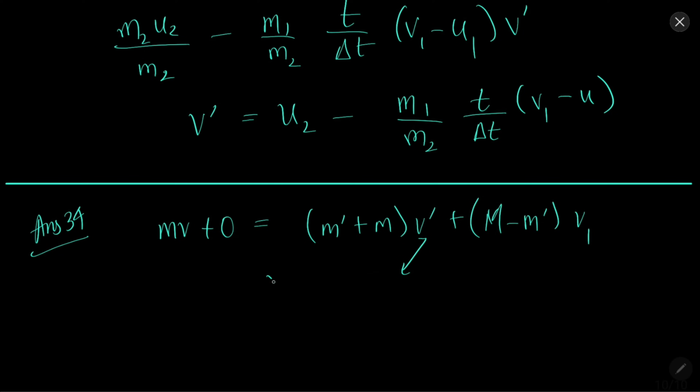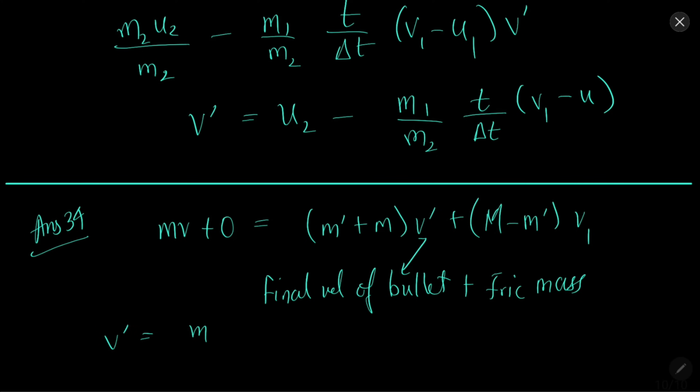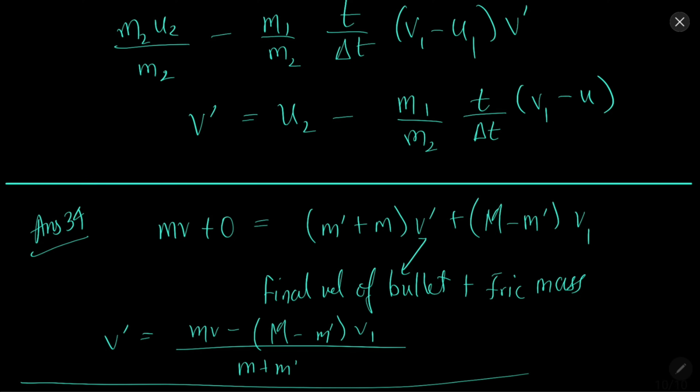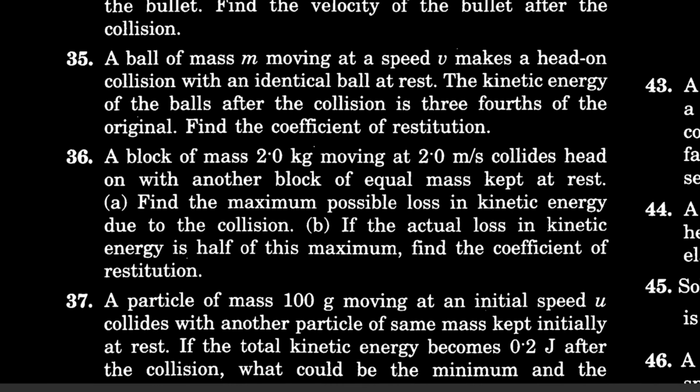V dash is the final velocity of bullet plus frictional mass. So V dash will come out to be mv minus (m minus m dash) v1 over m plus m dash. In question 35, we have a ball of mass m moving with some speed v. We need to find the coefficient of restitution.